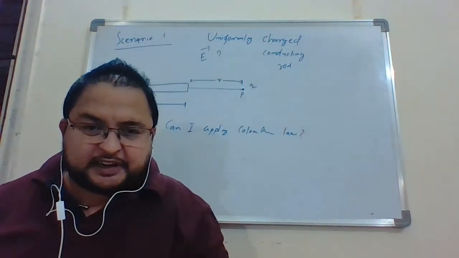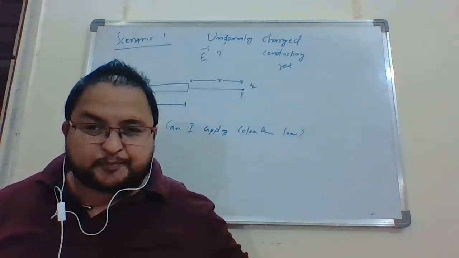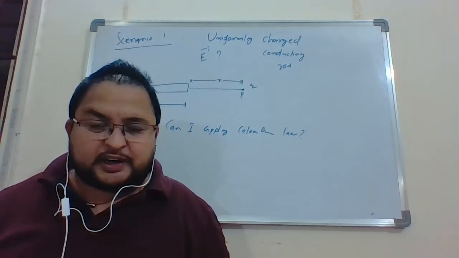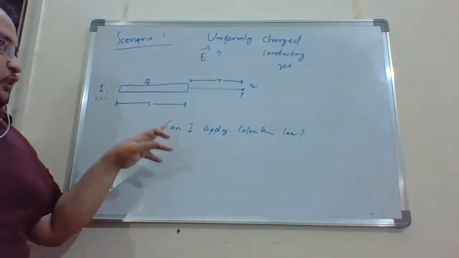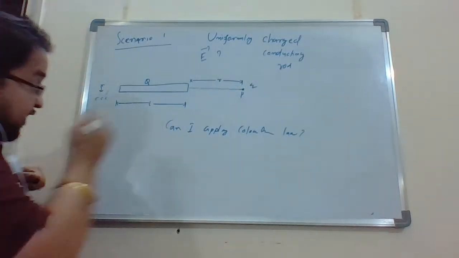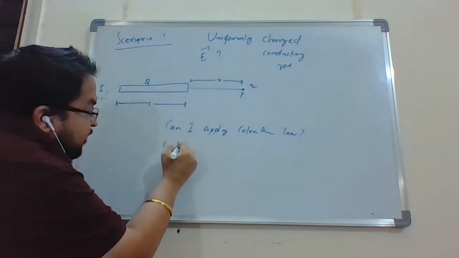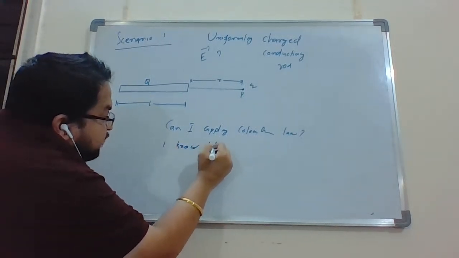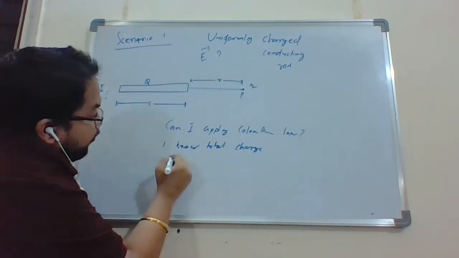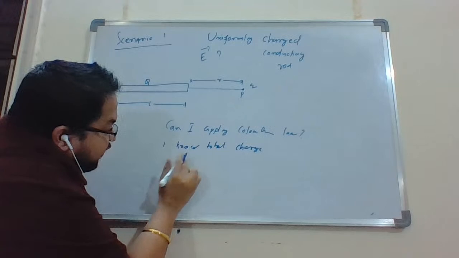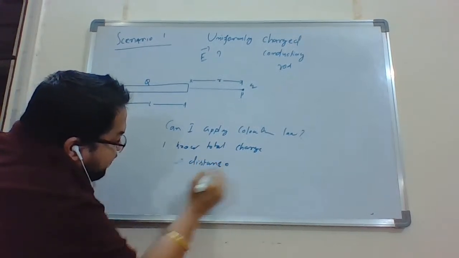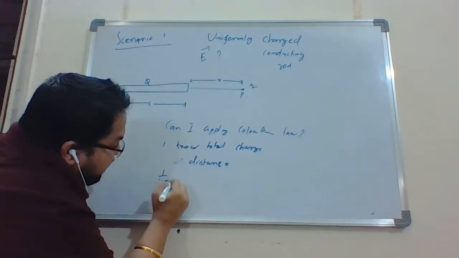Can students just type their answer quickly in the chat box? What do you think? I'll give you a minute. So please type down your answer. So I repeat my question. Can I apply Coulomb's law, because I know the total charge, right? I know the length or the distance, right? And the value of 1 by 4 pi epsilon naught.